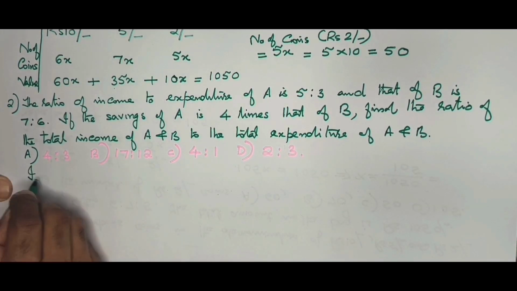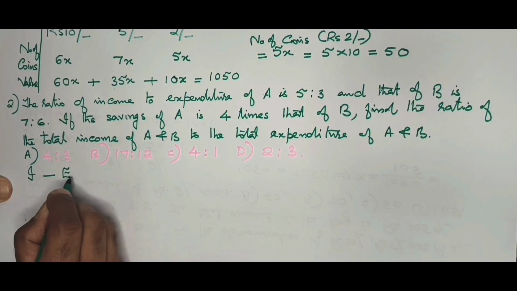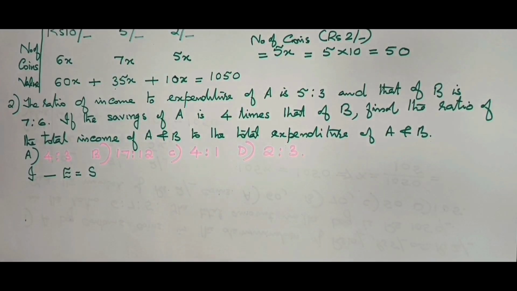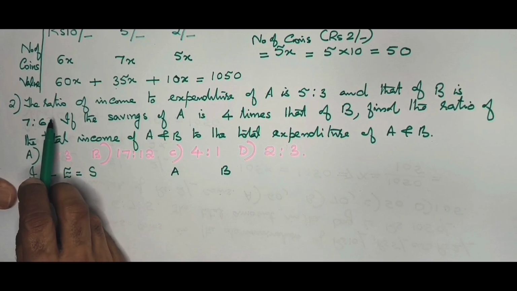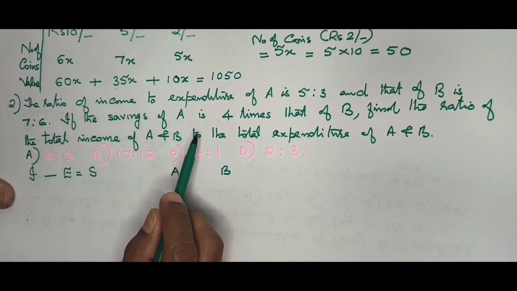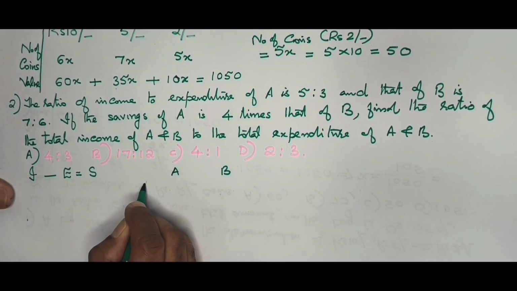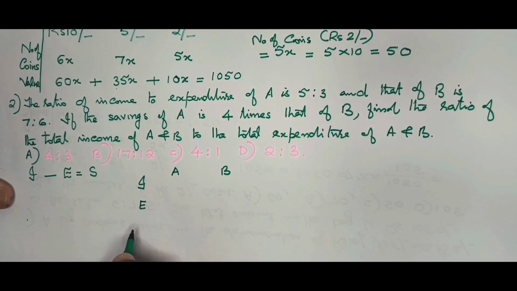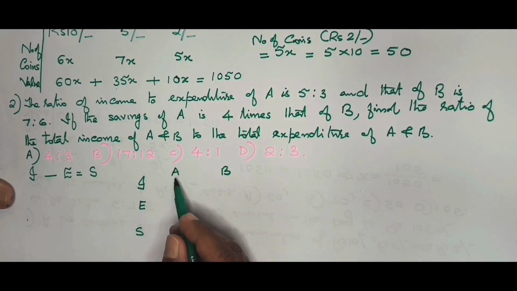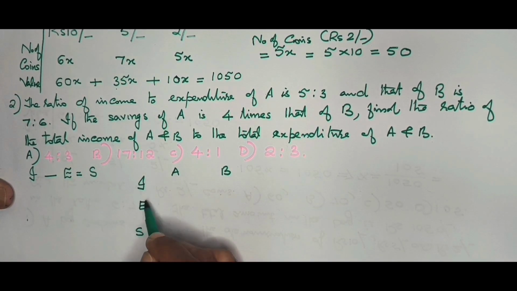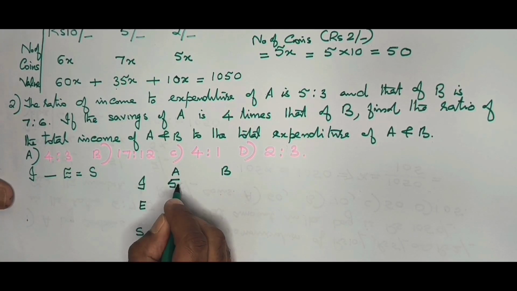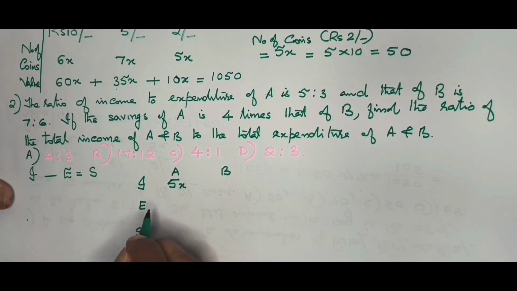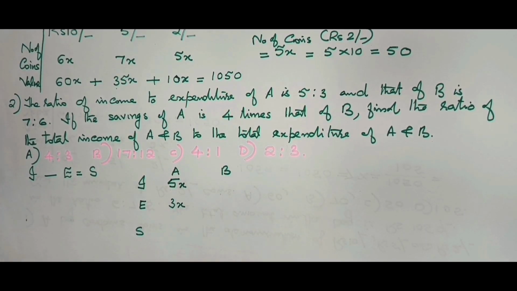As we know, income minus expenditure equals savings. There are two people, A and B. The first sentence talks about the ratio of income and expenditure of A. Let me write income, expenditure, savings here. We are given the ratio of income and expenditure of A as 5 is to 3, which implies what? Income will be 5x and expenditure will be 3x. That is the basic meaning of ratio.